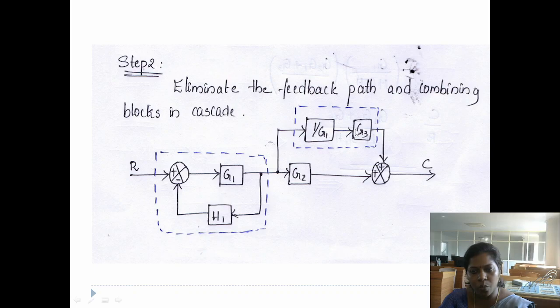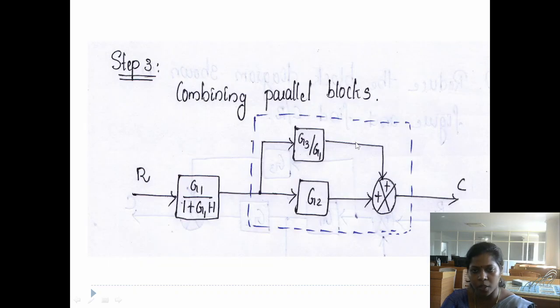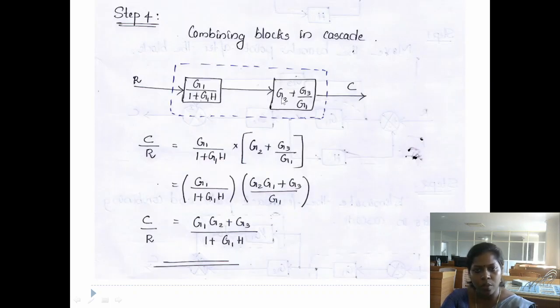And for combining these two blocks, how will we combine? Multiply these two blocks. That is G3 divided by G1. So here we got G3 divided by G1. Now, when we see this, we can see there are two blocks in parallel. Combining the blocks in parallel, we have to add the blocks. So you have to add G3 divided by G1 and G2, so G2 plus G3 divided by G1.